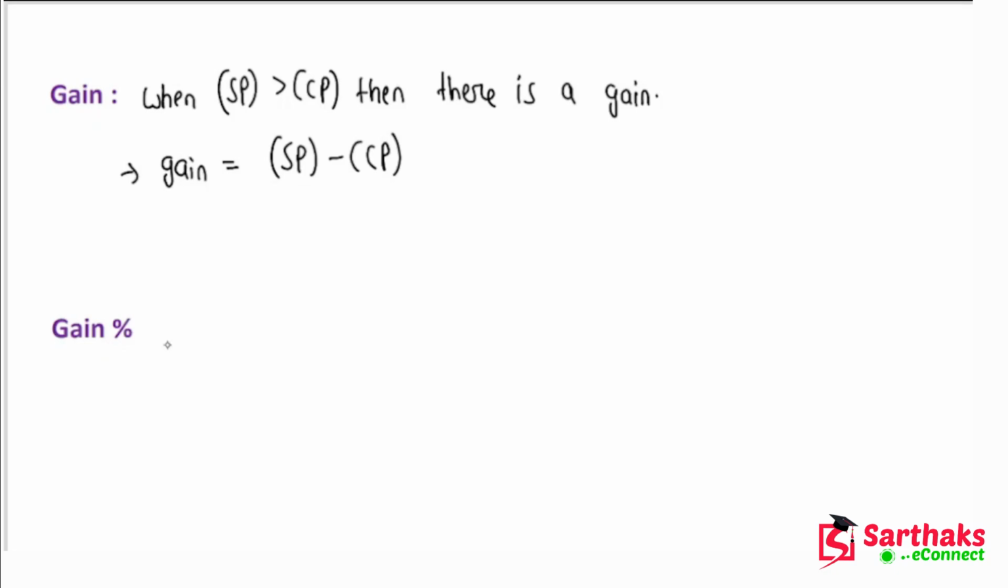So gain percent is gain whole upon cost price, that is the gain fraction, and just to convert it into percentage, multiply by 100 and add the percentage sign. So gain is SP minus CP and gain percent is gain upon CP into 100, right? So that is the gain percent.